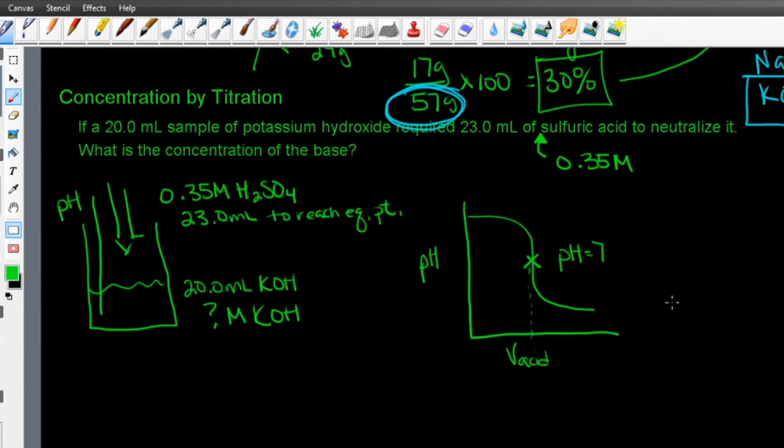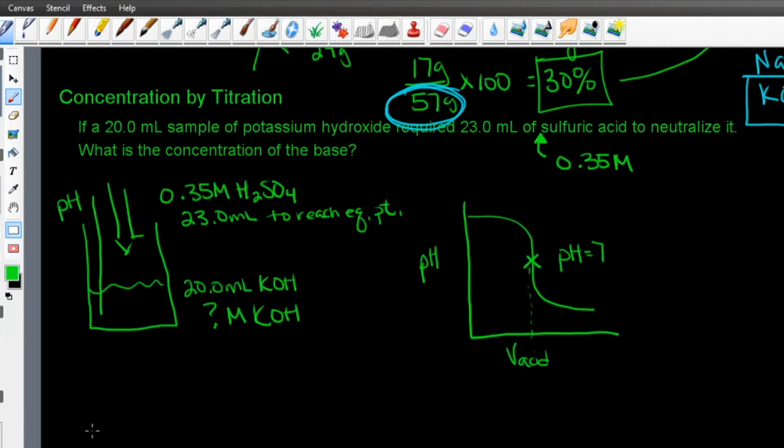Corona. Okay, so we would have wanted to have picked an indicator that changed color at around a pH of 7. We probably would have used phenolphthalein, which changes pretty close to 8. So the 7 to 8 range would be good enough for this titration.